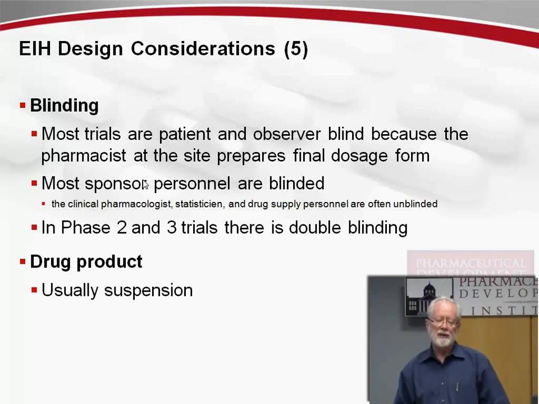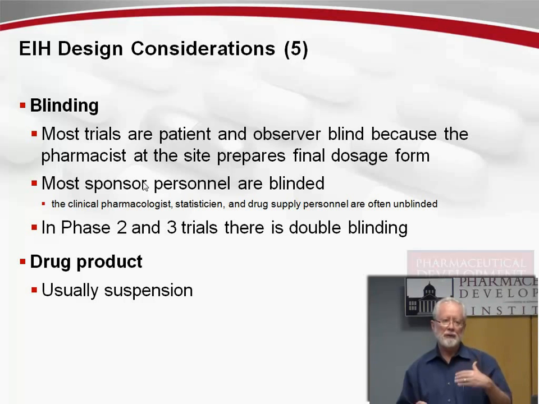The blinding in this is a little different than the later trials. So blinding is just who is aware of what the patient is receiving. Here, the patient and the observer, the person scoring any test that you're doing on the patient, are usually kept blind. But the drug is actually made at the site by the pharmacist. And that person will know actually what the patient is getting.